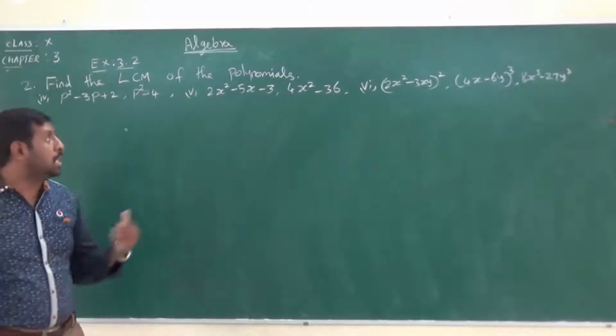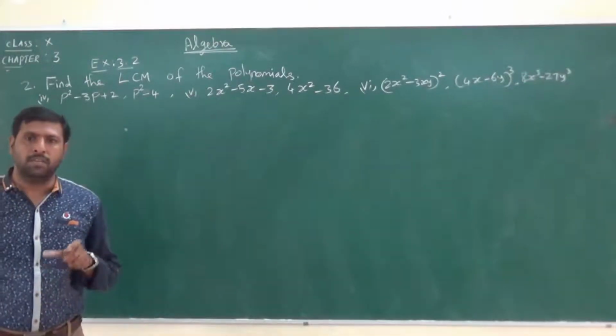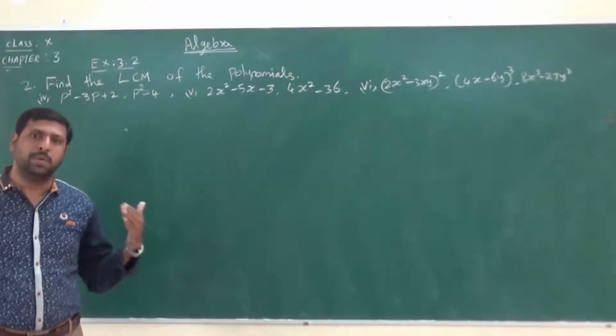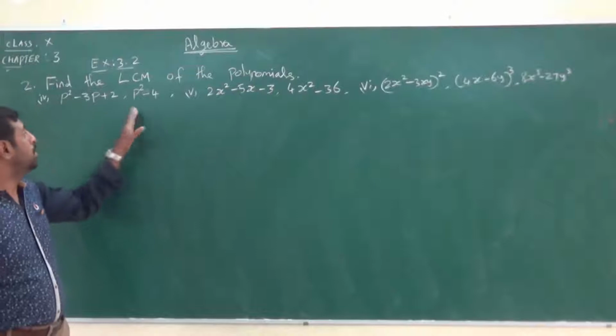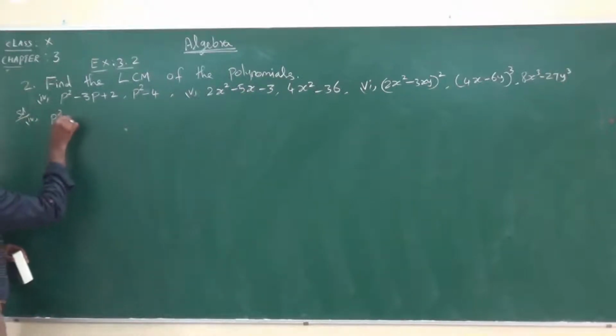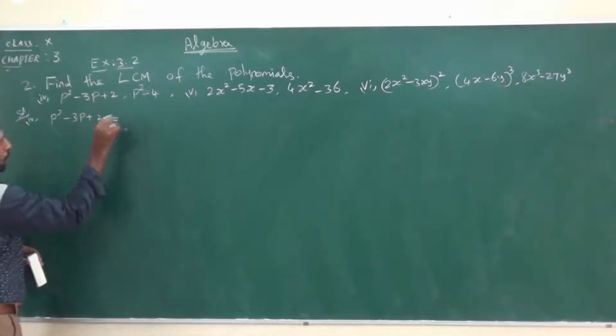First of all, we want to find the least common multiple. That means we have to take all the terms with the highest power. So here we are going to find the LCM. Let me take the Roman number 4, which is given as p square minus 3p plus 2.